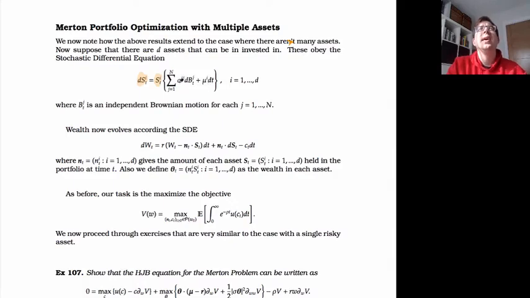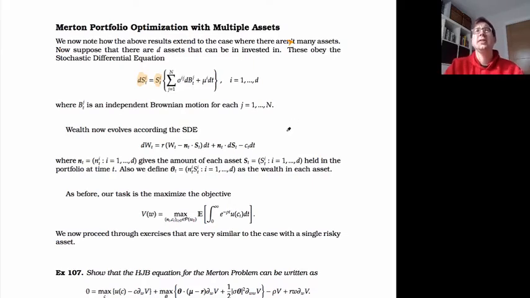And the variability is given by a sum of independent Brownian motions. This allows for there to be correlations between the different assets. So they might be driven, for example, by the same Brownian motion, in which case they're completely correlated with one another.